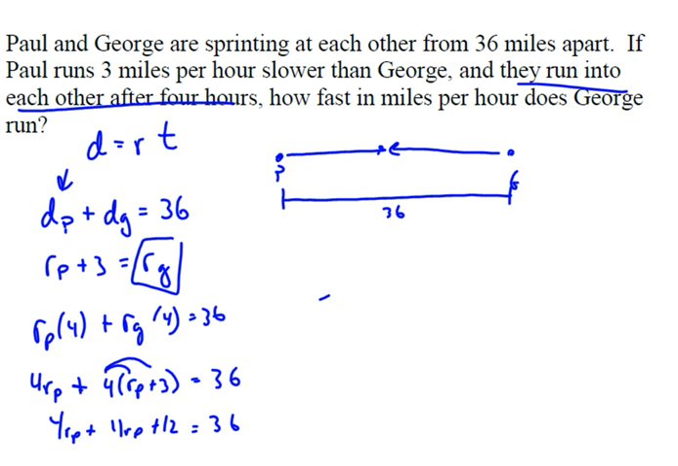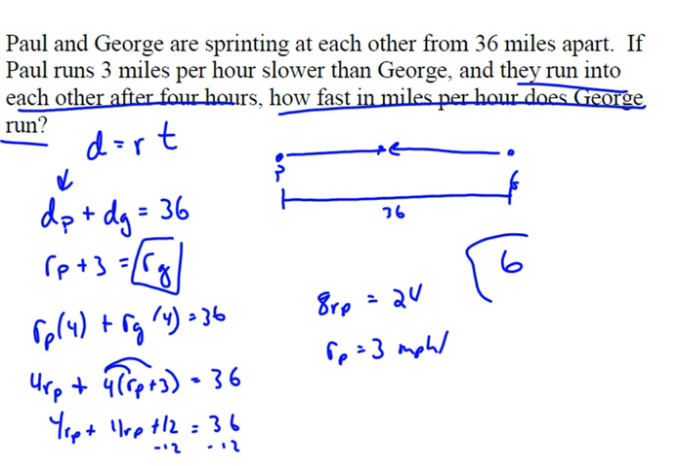Subtract 12 and add like terms, I get 8 times the rate of Paul equals 24, right? I just subtracted 12 here to get 24. So that means the rate of Paul is 3 miles per hour. And so the rate of George is 3 more than that, which is 6 miles per hour. So the correct answer to this problem is 6 miles per hour.